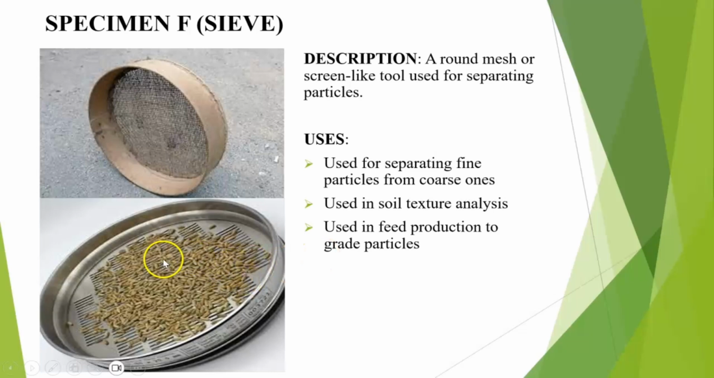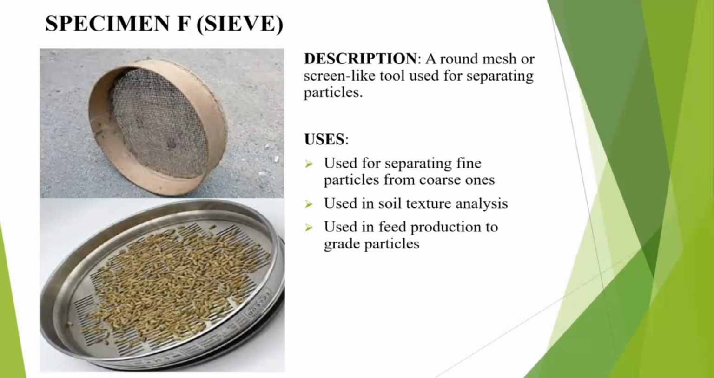For example, if you look at this picture below, there are some particles that are left above because they cannot pass through this mesh. Then in your exam, they could ask you what the uses are. The use again is to separate fine particles from coarse. Coarse means rough. So those fine particles can pass through, leaving behind the coarse particles, or the bigger particles.